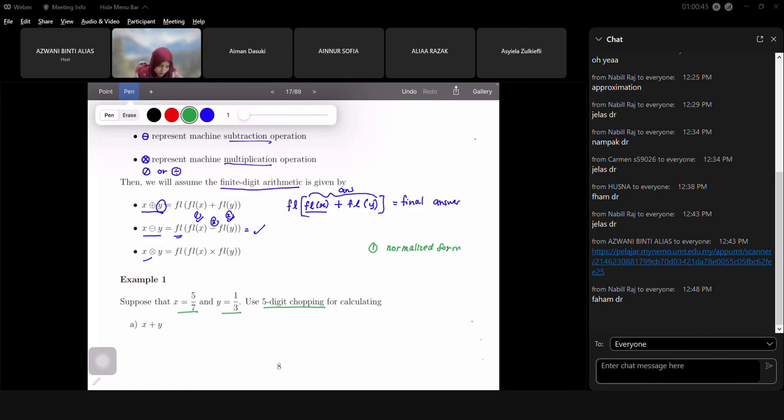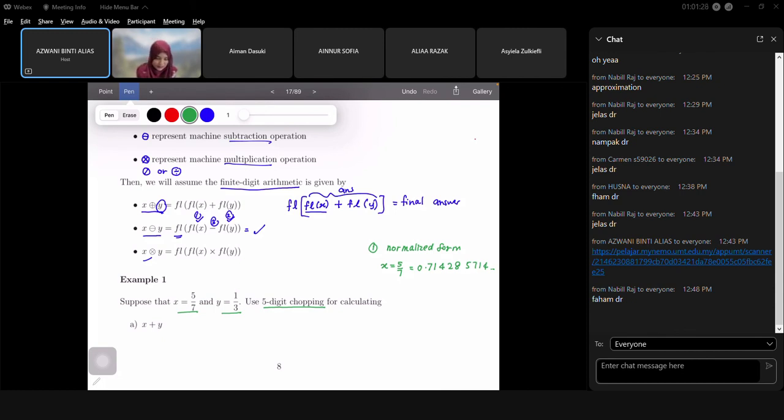Okay, cuba you tengok what is the normalized form untuk X. X diberi 5/7. Okay, 5/7 kalau you kira kalkulator, tekan kalkulator you akan dapat apa? 0.714285714 and so on lah. Tak muat. Dah berlaku error dah kat situ.